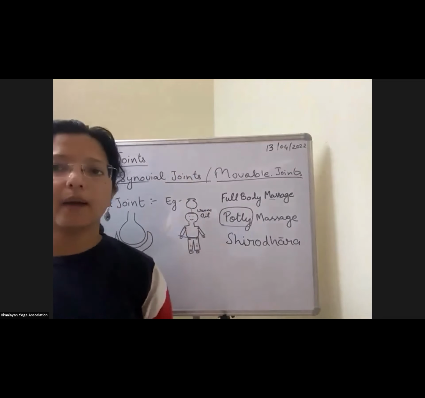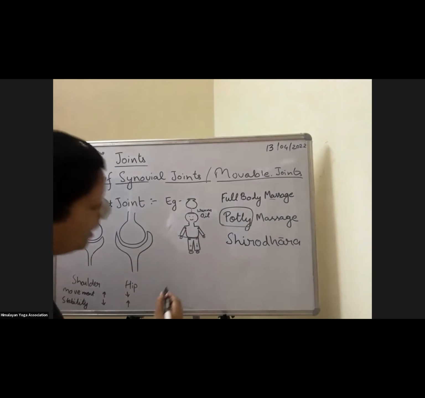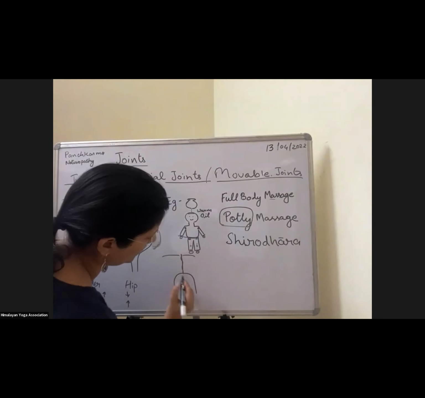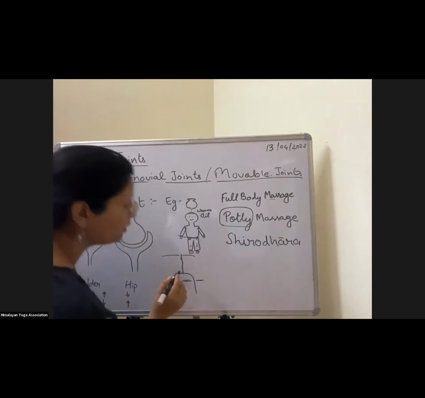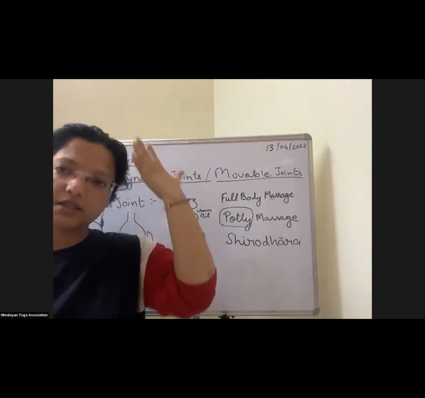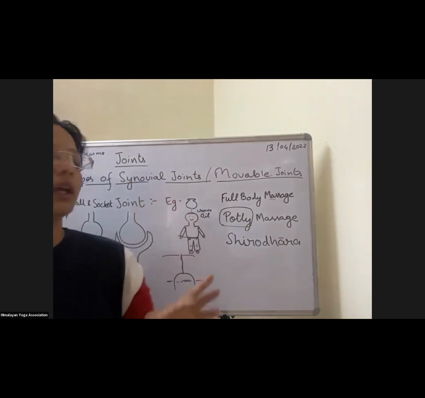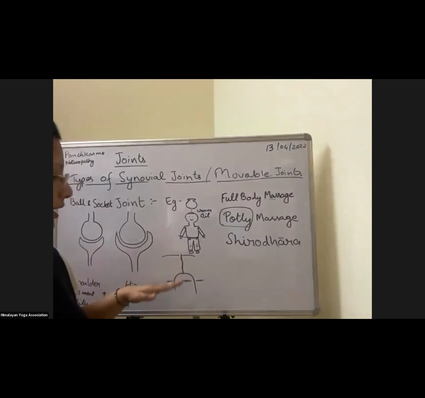So what happens? We have seen that we have the frontal bone and then we have the parietal bone. And here we are putting oil. Through these joints, this oil reaches inside of your head. It penetrates the skull and reaches up to your brain. This is fine.